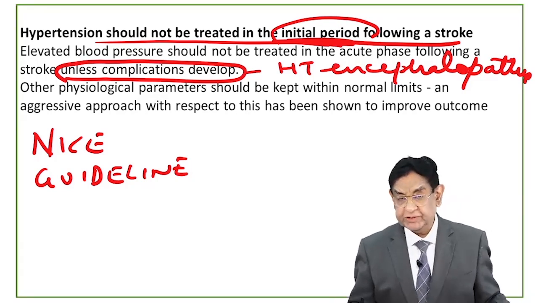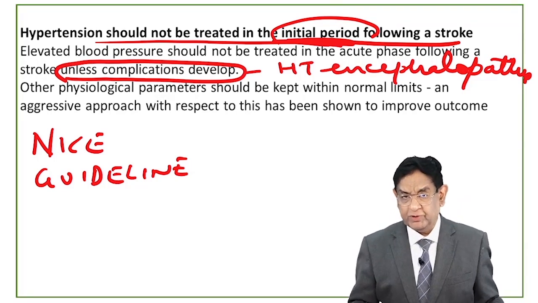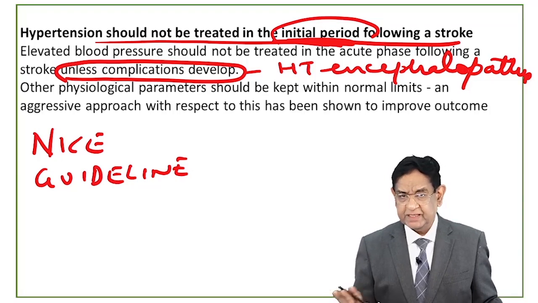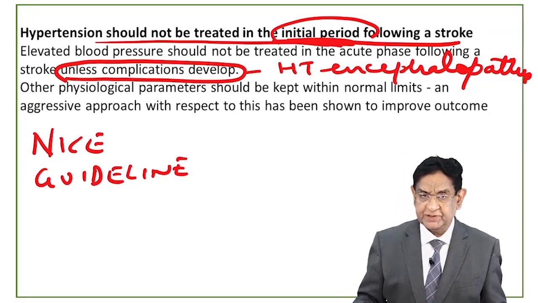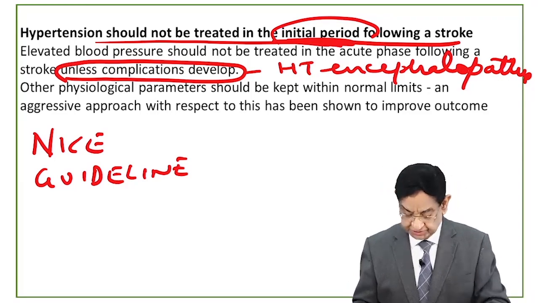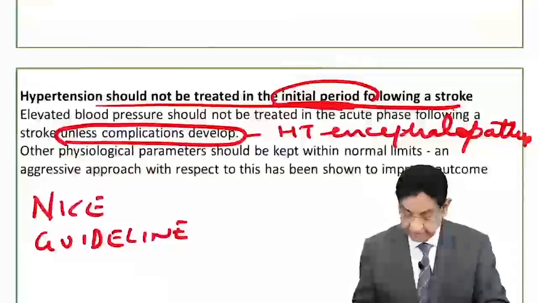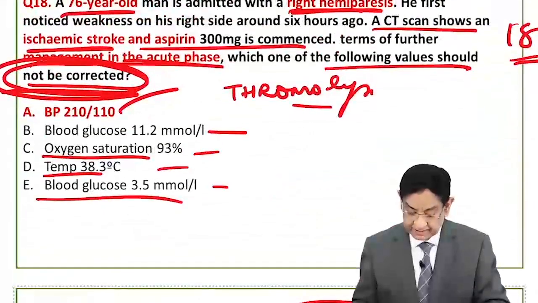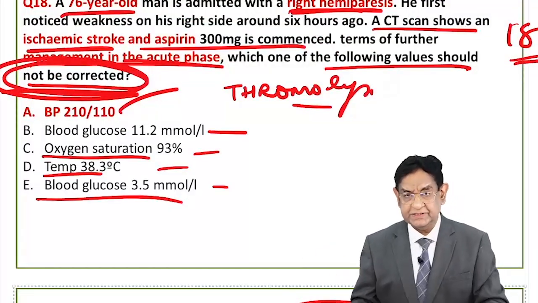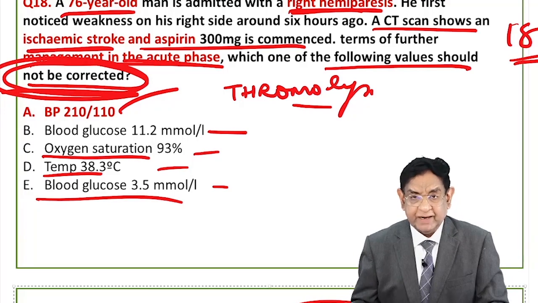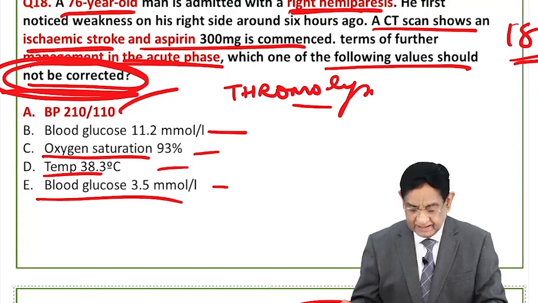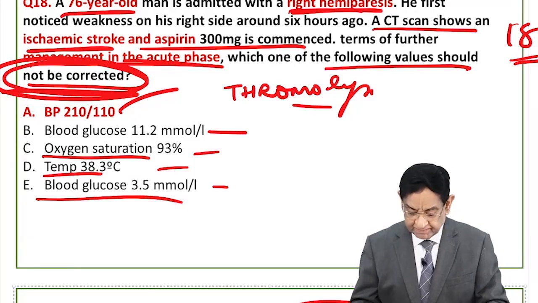If the patient has encephalopathy or we are planning to go for thrombolysis, then we'll do something. But otherwise, leave it as it is. Other parameters, as I told you: glucose, temperature, oxygen saturation are to be kept in the normal range. I will be talking more about this BP management in the coming question also. But as of now, something very shocking or unbelievable is the reason behind that, which I am going to discuss in a couple of minutes only.